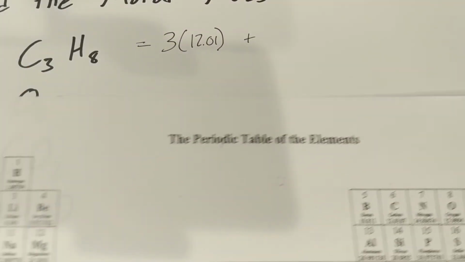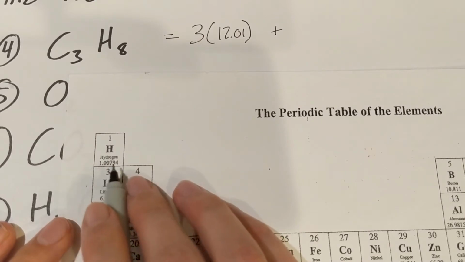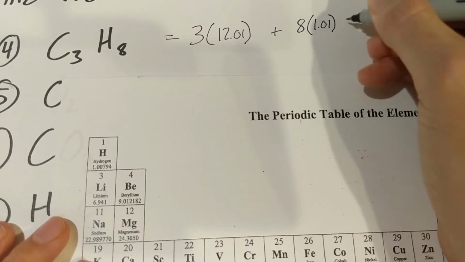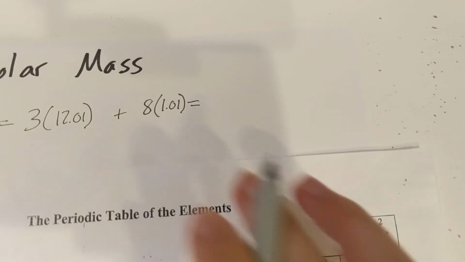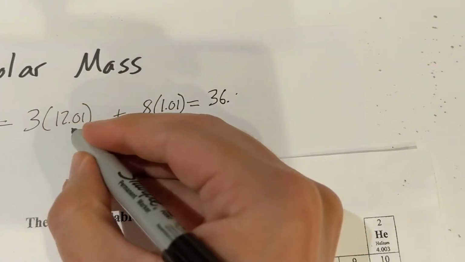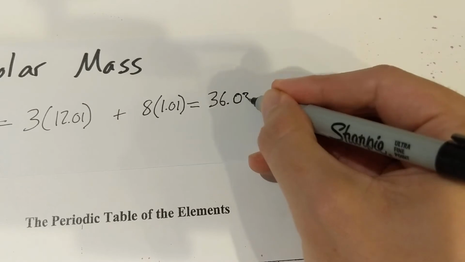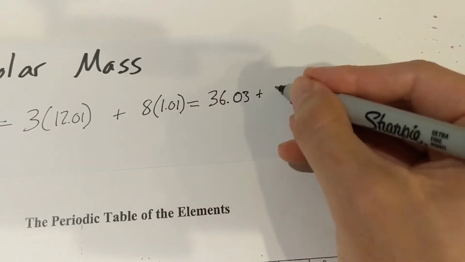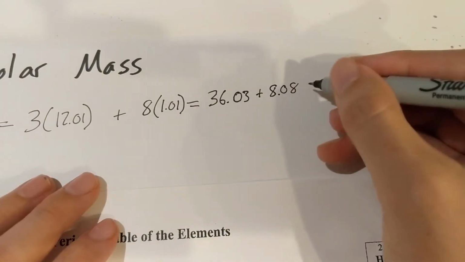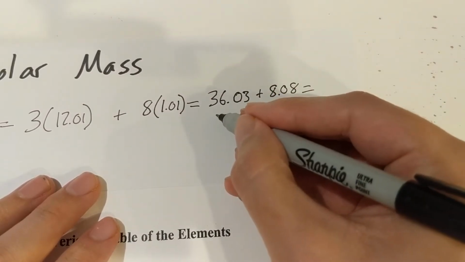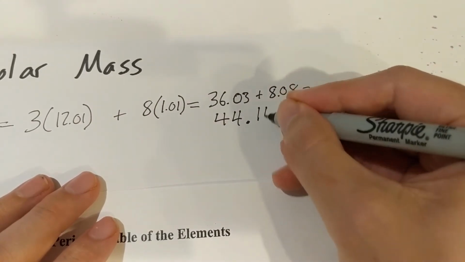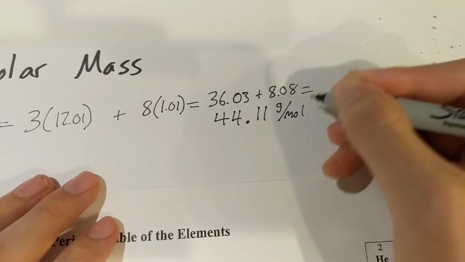And then hydrogen: the mass of hydrogen is about 1.01, and we have 8 of them, so it'd be plus 8 times 1.01. I do not have my calculator on me, so let's do it step by step. 3 times 12.01 is 36.03, and 8 times 1.01 is 8.08. If you add those, our molar mass will be roughly 44.11 grams per mole.